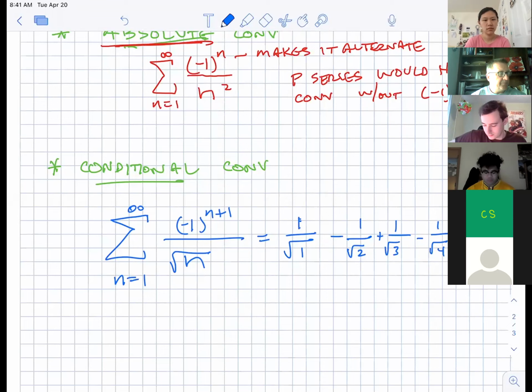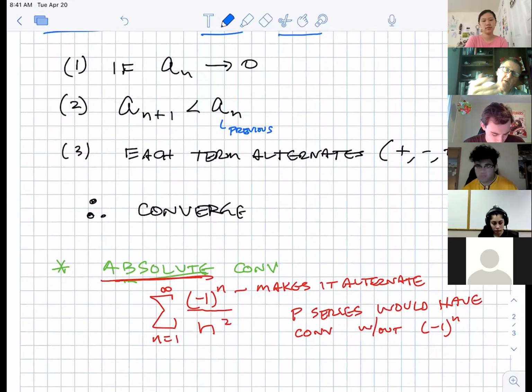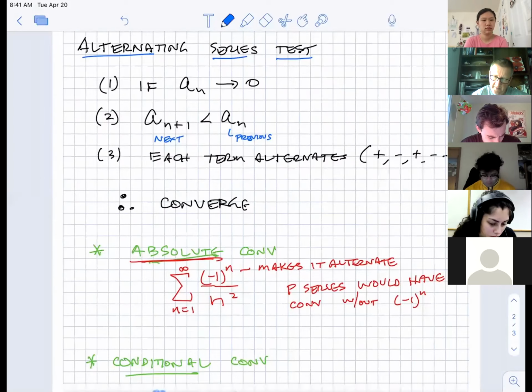I have a question about the second step of that test. You said a sub n plus 1 has to be less than a sub n. What's that mean? Well, the second term in our first one was 1/2, but the first term was -1, right? So n is the previous term, and then when you go n plus 1, that's kind of like the next term. And what was your comment on that?